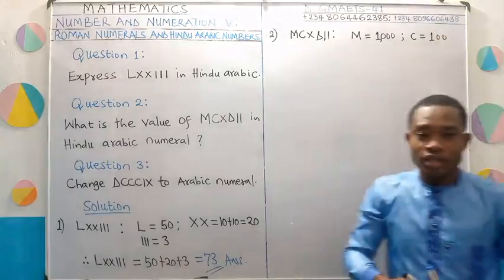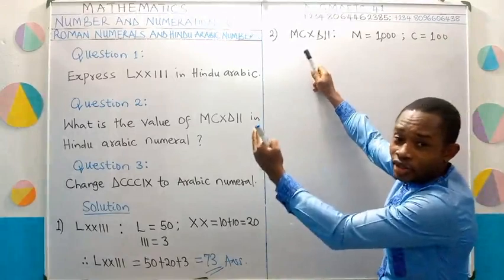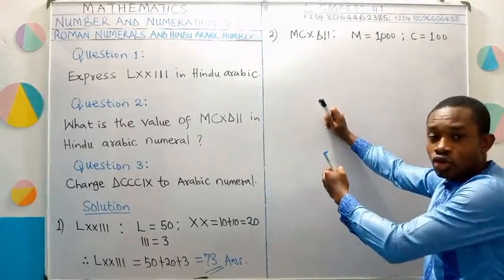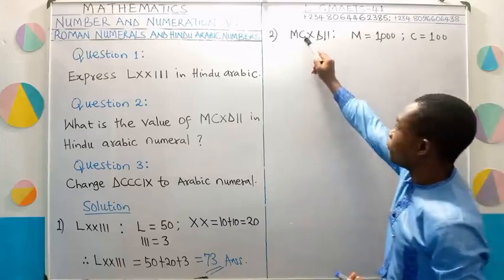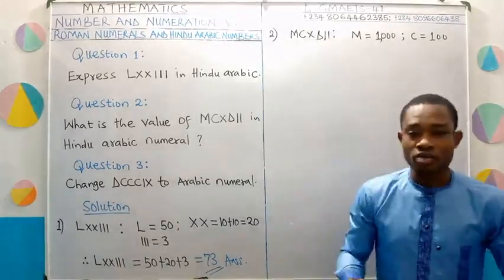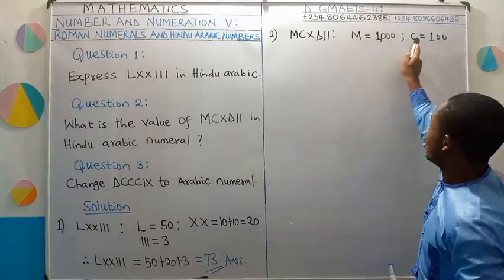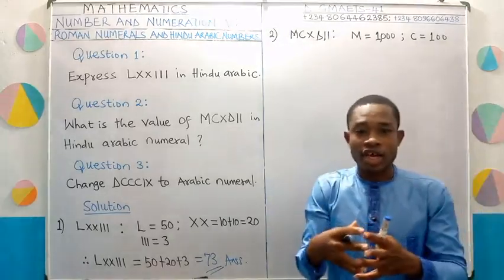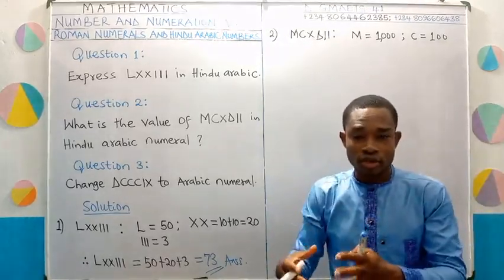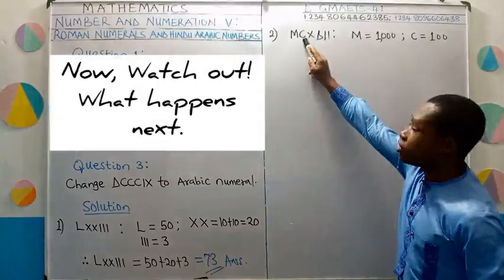Like I said, this Roman figure arrangement reduced from M, 1000, to C, 100. And of course, if a smaller numeral comes after a bigger numeral, you are expected to add, which means MC will add together to get 1,100. But hey, watch out for something. After this C, what did you notice?